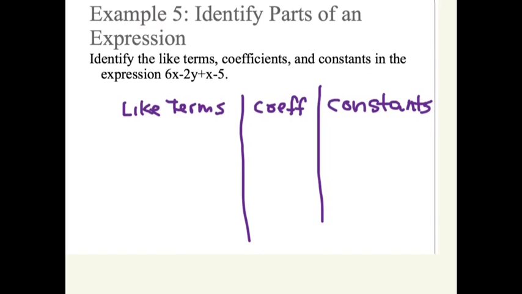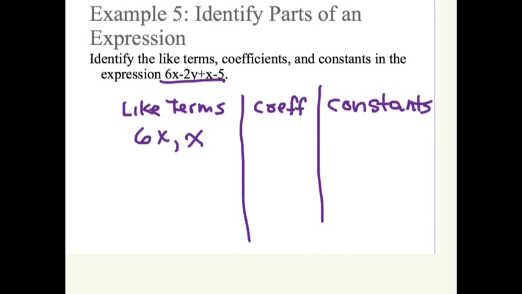So here's a little chart to organize our information. As I look at this expression, I want to identify like terms. There's only one pair of like terms, 6x and x. Those are the only two like terms that are together there. 2y is not like anything else, nor is the negative 5.